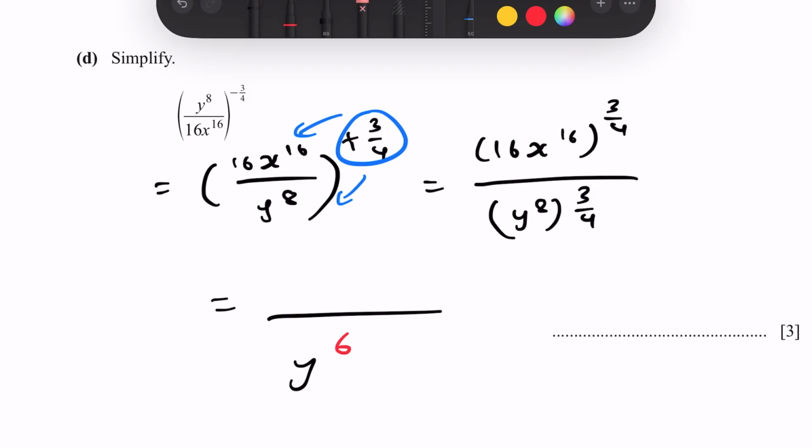Now 16x to the power of 16 to the power of 3 over 4 can again be further broken down as 16 to the power of 3 over 4 times x to the power of 16 to the power of 3 by 4. For this latter term, we can do the same rule as we did with y, since x to the power of 16 to the power of 3 by 4 is equal to x to the power of 16 times 3 by 4, which is equal to x to the power of 12. So in this case, x to the power of 12. Now, for the bottom part, 16 to the power of 3 by 4 is equal to, one second, I'll re-add that again before I give an explanation.